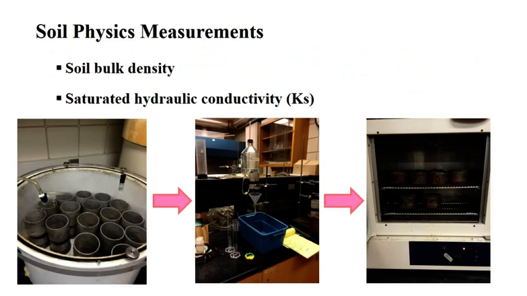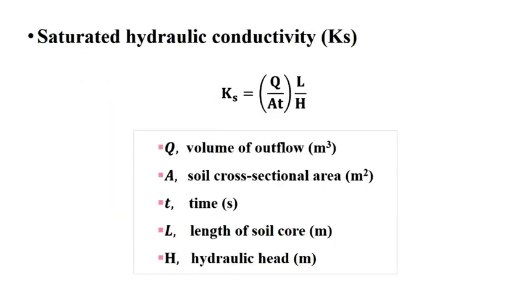Here are the samples in the vacuum chamber. We decrease the pressure inside the vacuum chamber to get the air out of the soil and wet the soil from the bottom. The next picture shows how we measured saturated hydraulic conductivity. Third, we put our soil samples in the oven to measure the soil bulk density. For saturated hydraulic conductivity, we use Darcy's law: Ks equals Q divided by A times T, times L divided by H. Q is the volume of outflow, A is the soil cross-sectional area, T is time, L is the length of the soil core, and H is the hydraulic head.